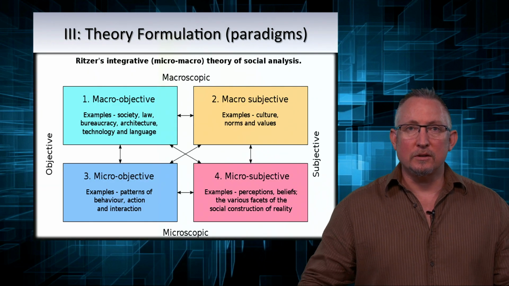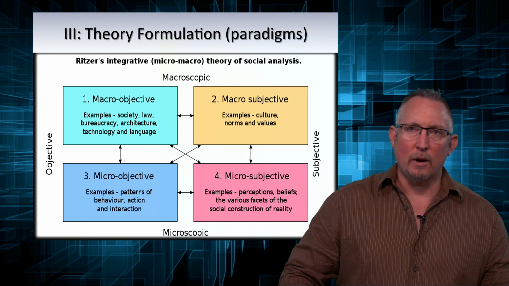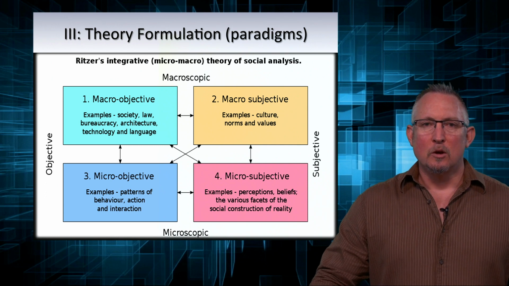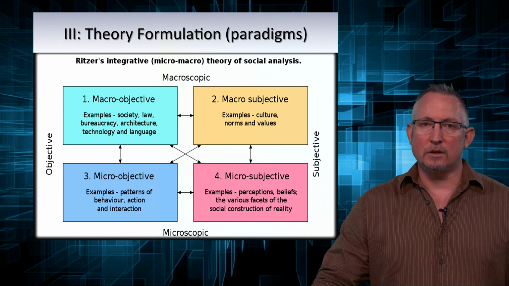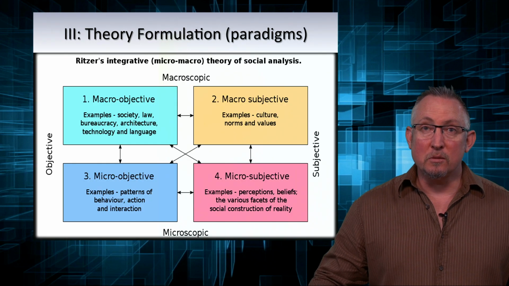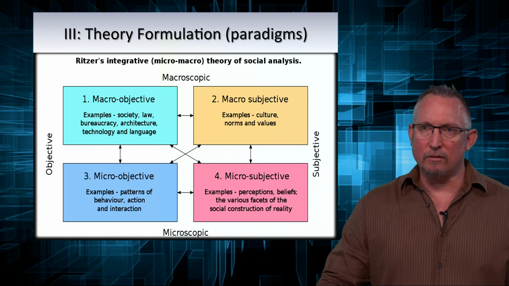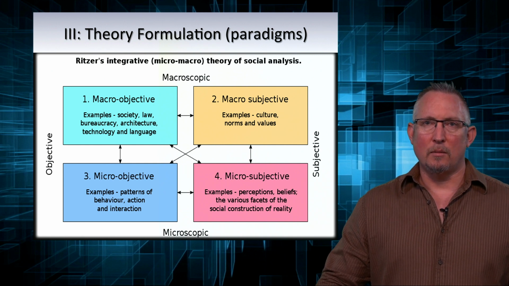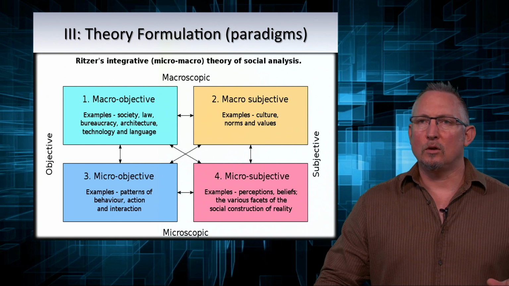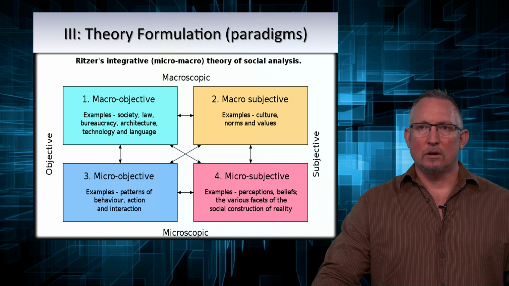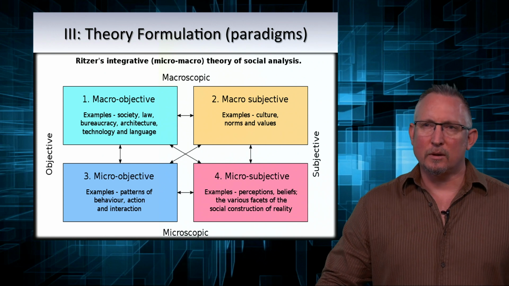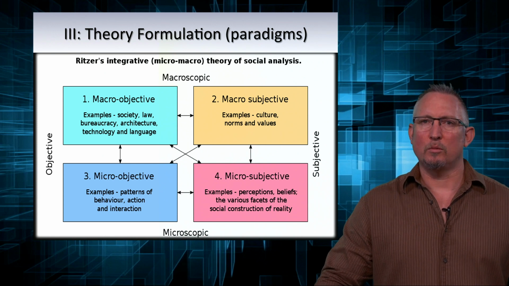So this brings us back to Ritzer's integrative macro-micro theory of social analysis that I mentioned in week 1. I told you we would come back to this because for me it's very useful to be able to use this to plot these different crime paradigms in terms of their assumptions related to their level of analysis. Are they macroscopic or microscopic? Macroscopic means they tend to look at things on a large social level, large groups in society, or even in some cases society itself. Microscopic, we're looking at the individual or small group level.